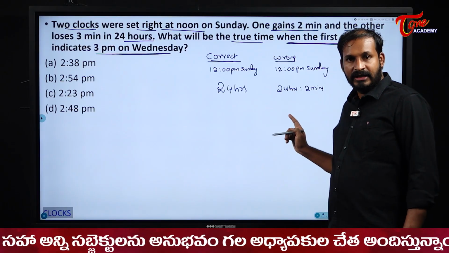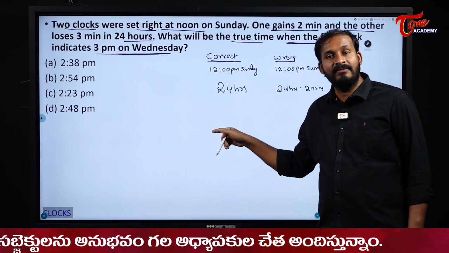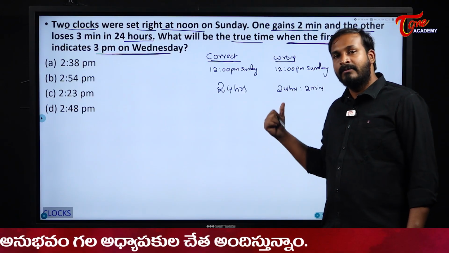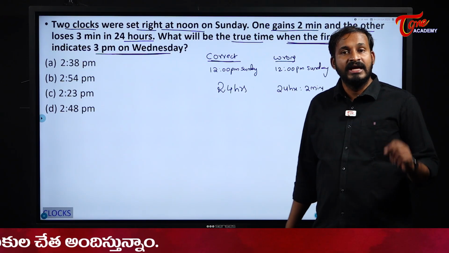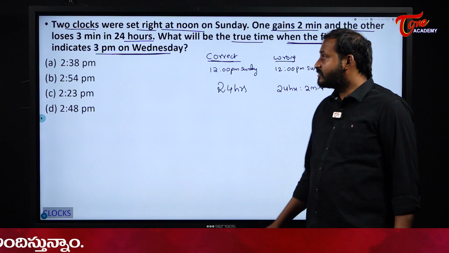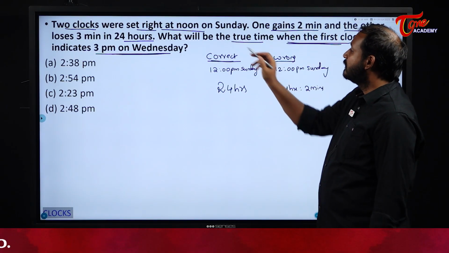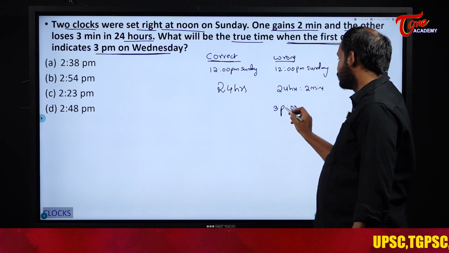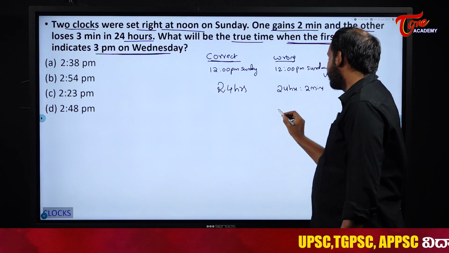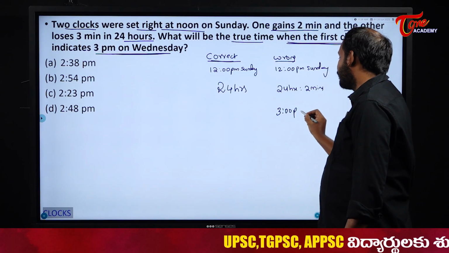My wrong one. In the previous one, they gave us the correct time and they asked us to find the wrong time. But in this case, they have given us the wrong time and they are asking us to find the correct time. So now the time is what? 3 p.m. on Wednesday.